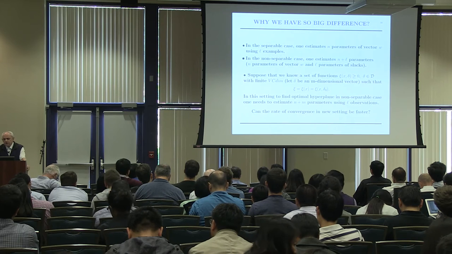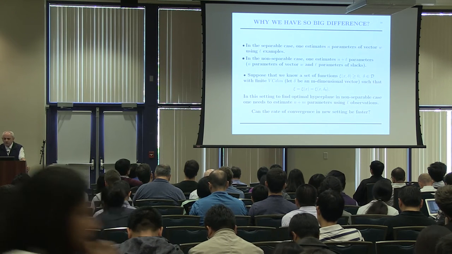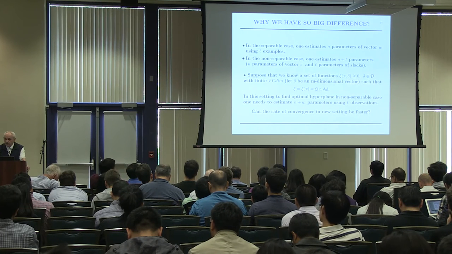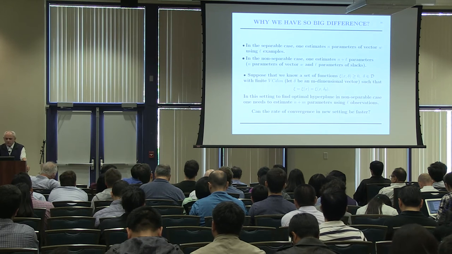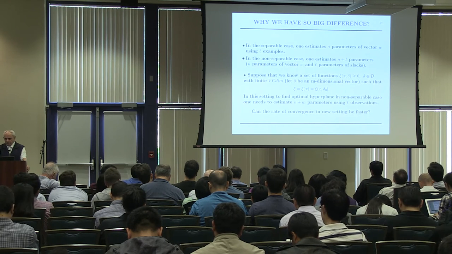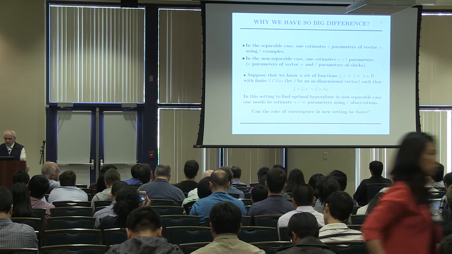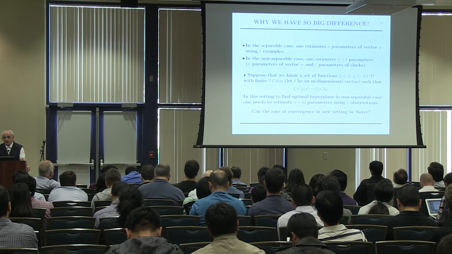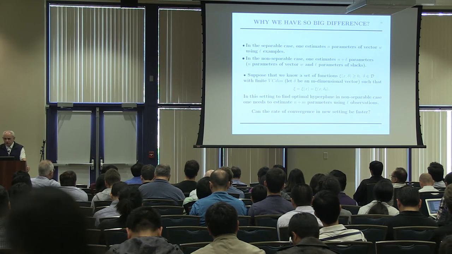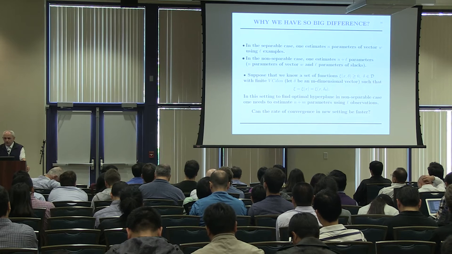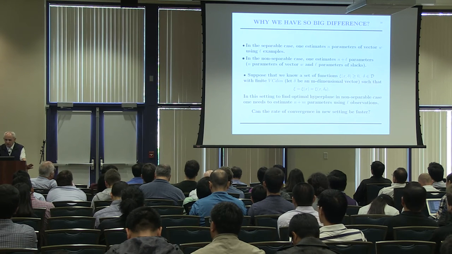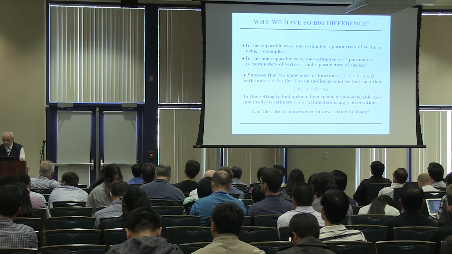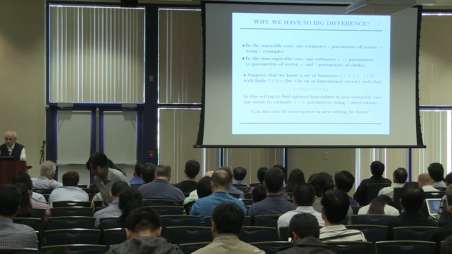The answer is: in the separable case, our goal was to estimate n parameters of the vector W. In the non-separable case, we would like to estimate n plus l parameters, where n are the parameters of the vector, and l are the parameters of the slacks. And when you increase the number of examples, you increase the number of parameters, because you must estimate slacks for every one. So that is probably why we have such a big difference.